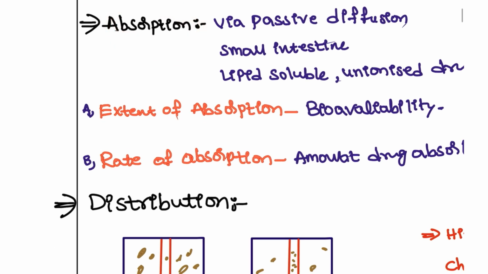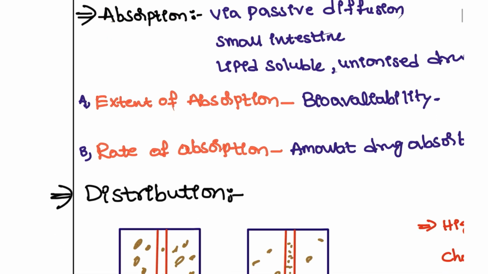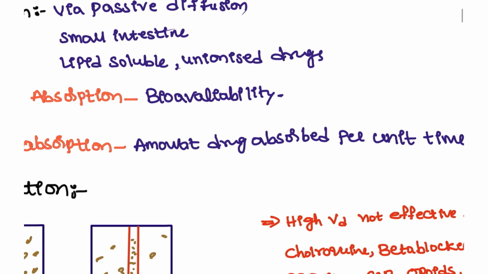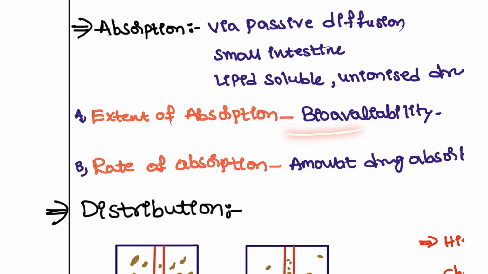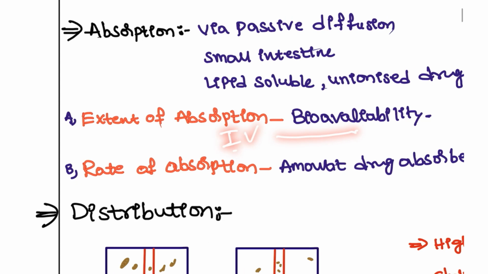But there are two things you have to remember for drug absorption: the extent of absorption and the rate of absorption. Extent of absorption mainly depends on bioavailability, that is, how much of the drug is absorbed. For example, IV drugs have 100% bioavailability, whereas oral drugs have only about 70%, because the drug has to go through some processes like conjugation. Why 100% for IV drugs? Because we give the drug directly into the venous system, so it directly reaches the tissues.